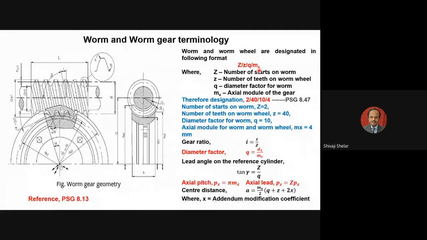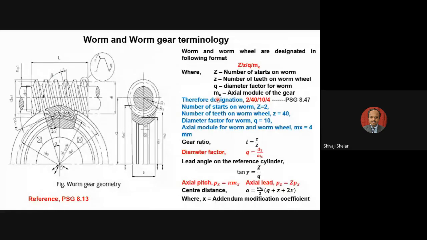And next is MX, which is called the axial module of the gear. If I take the tooth profile here, what is the axial module value? We refer to this on page number 8.3. After calculation, you calculate MX and then select the standard value from page 8.3. So whenever we specify any worm and worm wheel, we require a minimum of 4 elements. It is not 2, it is not 3. We require 4 elements: capital Z, the number of starts; small z, the number of teeth on the worm wheel; capital Q, the diameter factor; and MX, the axial module.